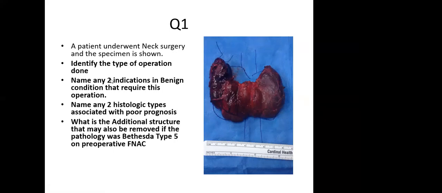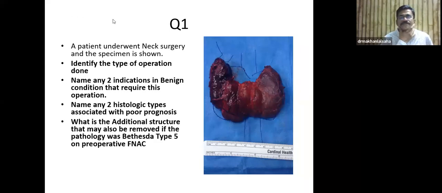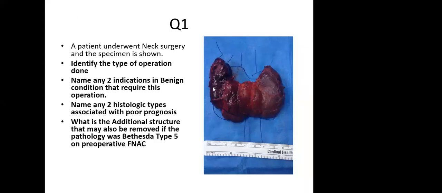Sir, shall I read the question, sir? A patient underwent neck surgery and the specimen is shown. Identify the type of operation done. Name any two. Sir, shall I tell the answer, sir? Just start. Sir, total thyroidectomy.